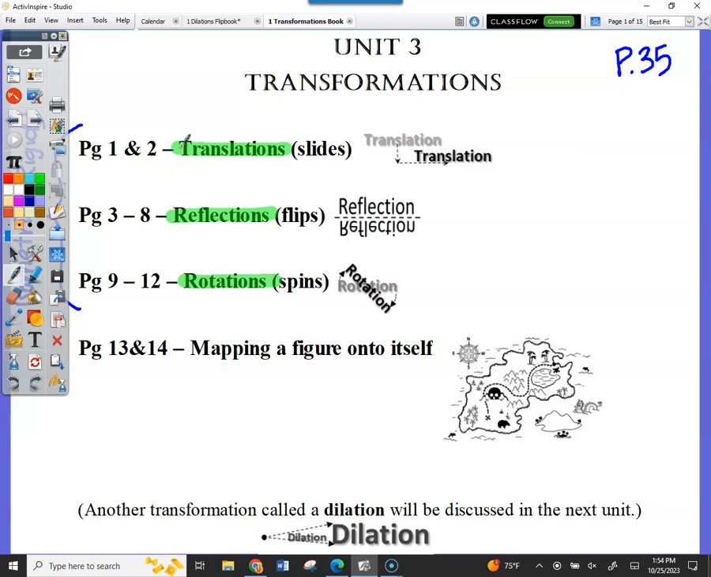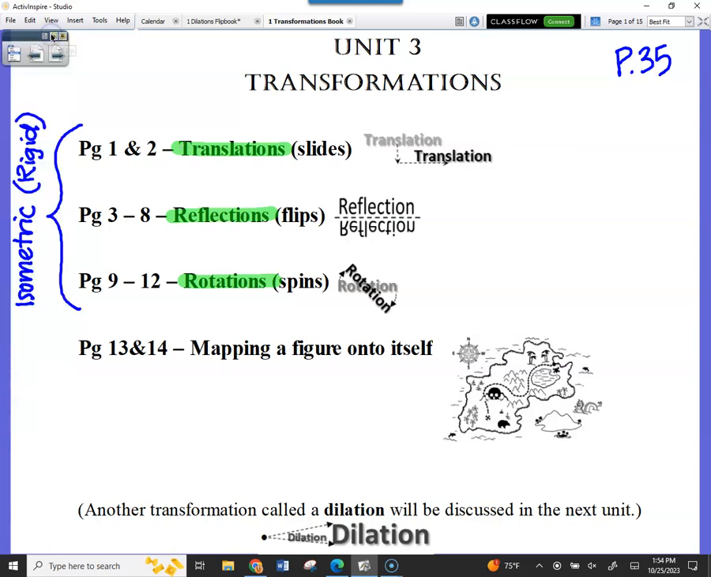So, translate, reflect, rotate were what's called isometric or rigid transformations, which meant the shape was just moving. It's kind of like taking a cookie cutter and just moving the cookie cutter. Whereas a dilation means the shape is actually changing size. It's either going to get bigger or it's going to get smaller. When you go to the eye doctor and get your eyes dilated, your pupil gets bigger so they can see in the back of your eye.